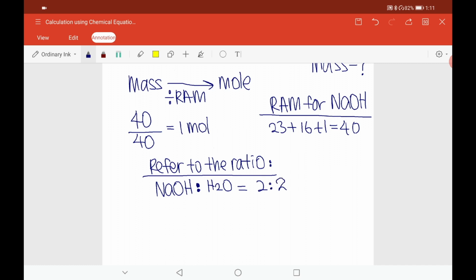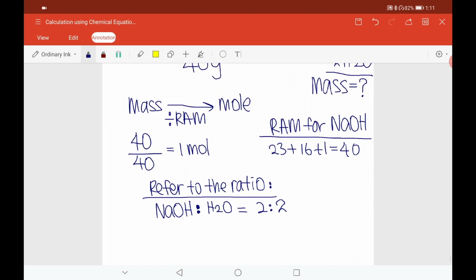The ratio is the same. When the ratio is the same, it means the mole is the same. Remember, when the ratio is the same, the mole will be the same. You have one portion, I have one portion. We are the same. You have two portions, we have two portions. We are the same.